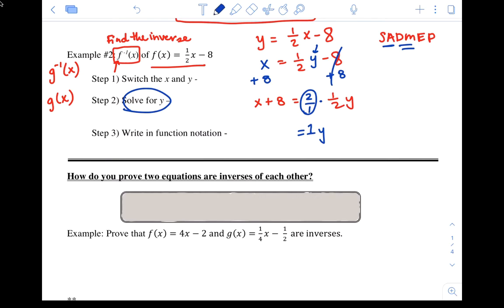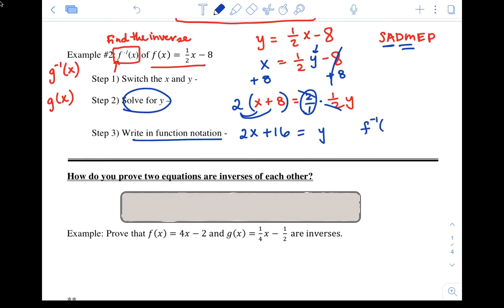But remember, what I do to one side, I have to keep balanced with the other. So I'm going to multiply also by 2 over 1, which is the same thing as 2, on the other side. So in doing so, everything over here on the right-hand side, gone. We have 1 y left over because we got 1 over 1. That's all that's left. So that's done. On the left-hand side, I have the distributive property, 2 times x and 2 times 8. So 2x plus 16.